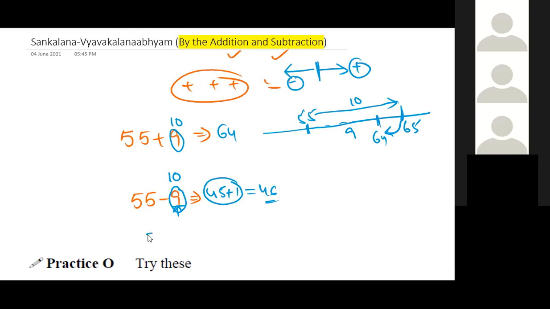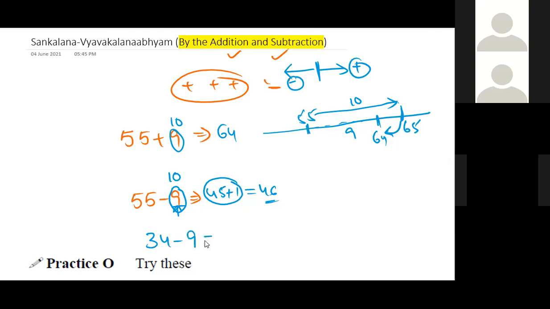Some 34 plus 9. If it is 34 plus 9, instead of, sorry, not plus. If it is 34 minus 9, instead of subtracting 9, I'll subtract 10. 34 minus 10 is how much?